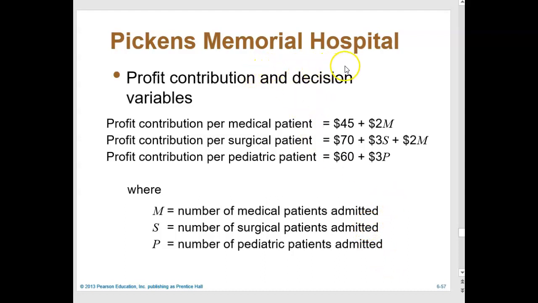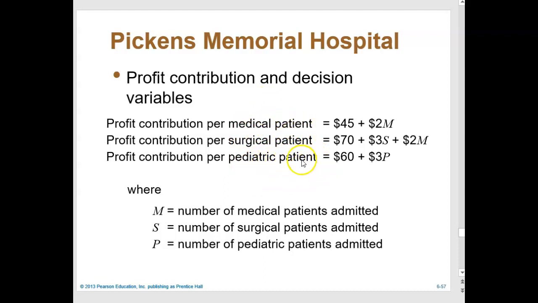And this example that we're going to solve for is for Pickens Memorial Hospital. Let's assume that the weekly profit at Pickens Memorial Hospital depends on the number of patients that are admitted into their three separate categories of the hospital. The first category is the medical category, the second one is surgical, and the third one is pediatric. So the hospital can admit a total of 200 patients, regardless of the category, each week.